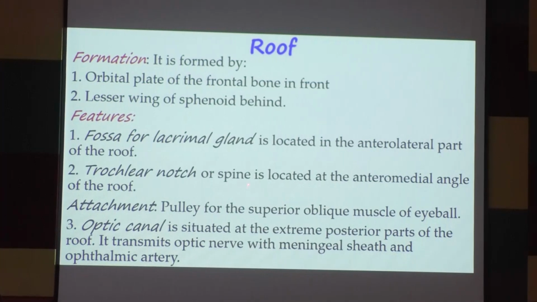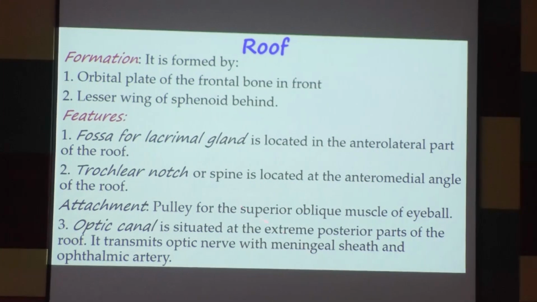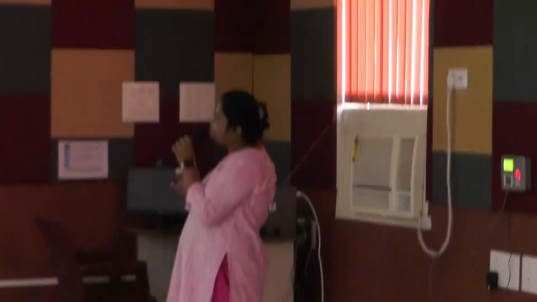Trochlear notch or spine is located at the anteromedial angle of the roof. It gives attachment to the pulley for the superior oblique muscle of the eyeball. Now, the optic canal is situated at the extreme posterior part of the roof. It transmits the optic nerve with meningeal sheath and the ophthalmic artery.